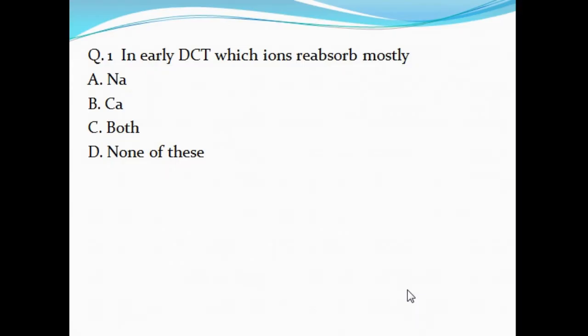Hello everyone, now it's time for the question round. Question number 1. In early DCT, which ion is reabsorbed mostly? A. Sodium, B. Calcium, C. Both of these, and D. None of these.